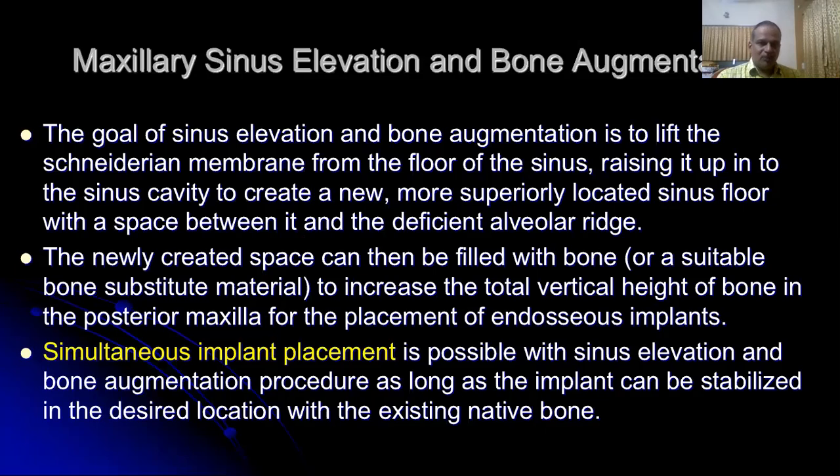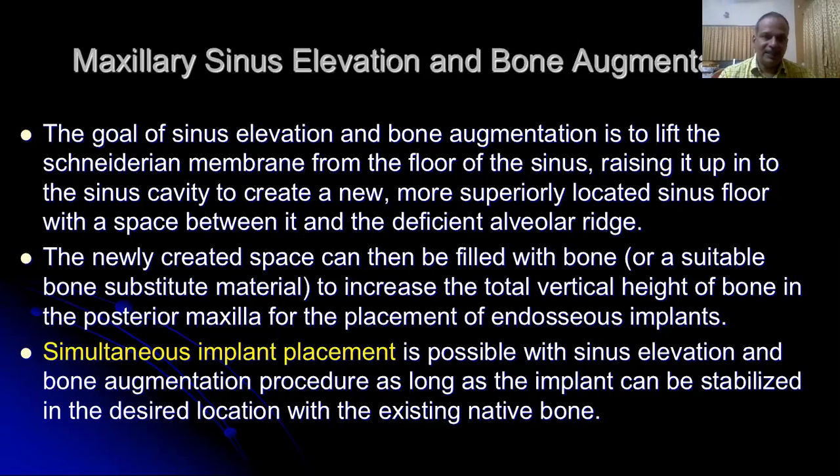Before the bone augmentation procedure, the posterior maxilla with reduced vertical height could only be restored with removable partial dentures, short implants, or cantilevered prostheses. These cantilevered prostheses may be supported by natural teeth or by dental implants or endosseous implants.